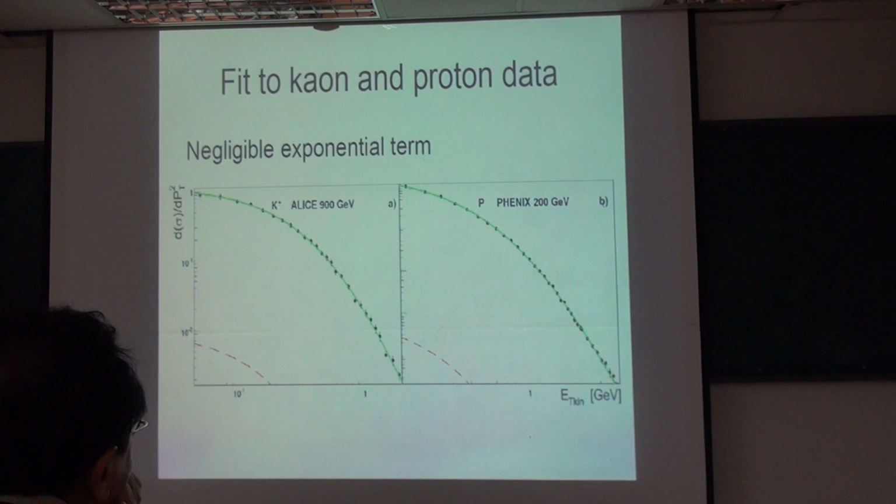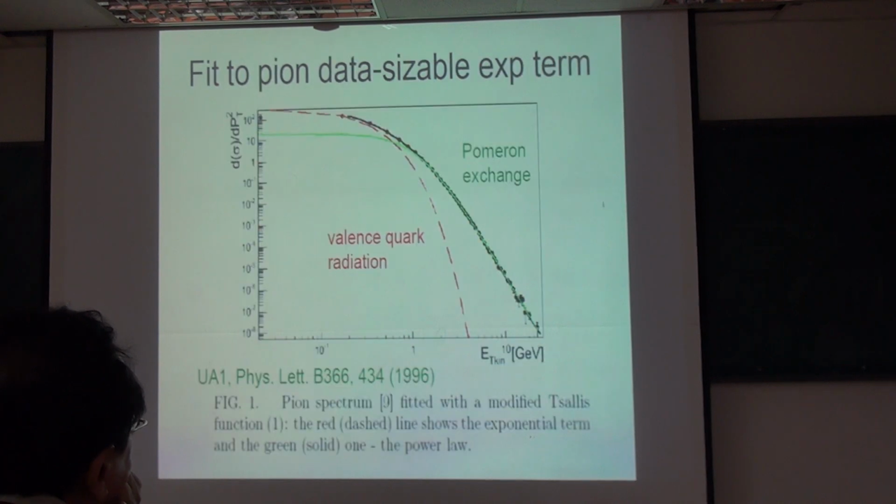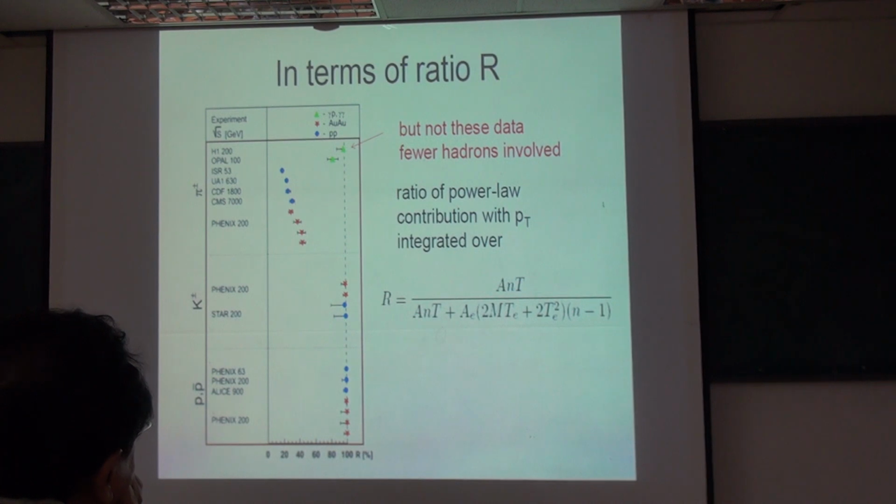But if you fit to the pion data, the situation is different. In the large pT region, yes, the power term dominates. But when we go down to the lower pT region, the exponential term dominates. Quite different from the kaon and proton data. Then we can see this difference more obviously from this chart.